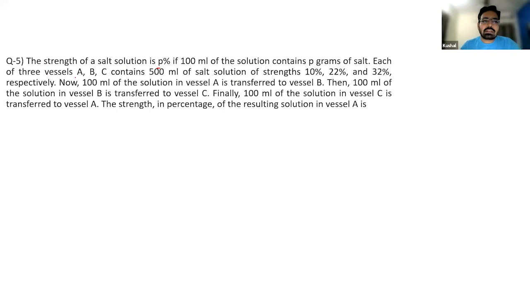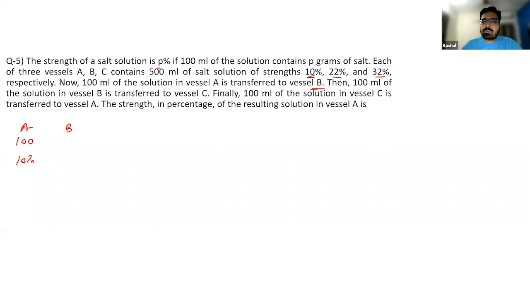Each of these three vessels A, B, C contains 500 ml of salt solution with the strength 10%, 22%, and 32% respectively. Now 100 ml of solution in the vessel A is transferred to the vessel B. So you have a vessel A from which you have taken 100 ml of the solution, and vessel A had 10% strength, and you have put it into the vessel B. So let's just do this step. The solution coming in from A is 100 ml, and it has 10% strength.